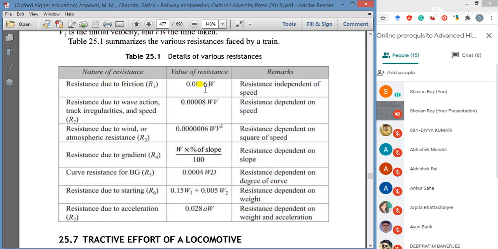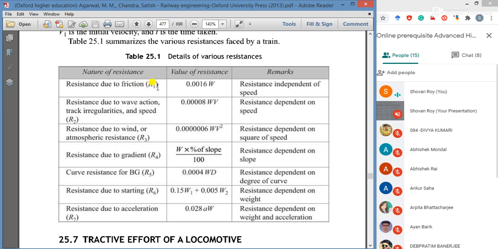Resistance due to friction, the formula is 0.0016 W. Resistance due to wave action, the formula is 0.00008 WV. Resistance due to wind, the formula is 0.000006 WV square. Resistance due to gradient, R4, the formula is W into percentage of slope by 100. Curve resistance, the formula is 0.0004 WD. Resistance due to starting, 0.15 W1 plus 0.005 W2. Resistance due to acceleration, 0.028 small a into W. These formulas are required to find out the resistance.